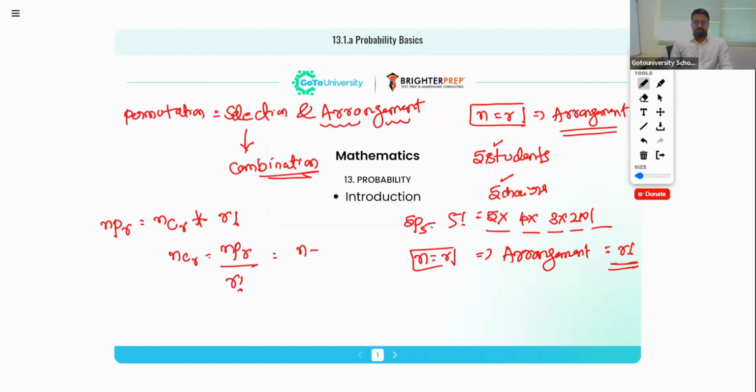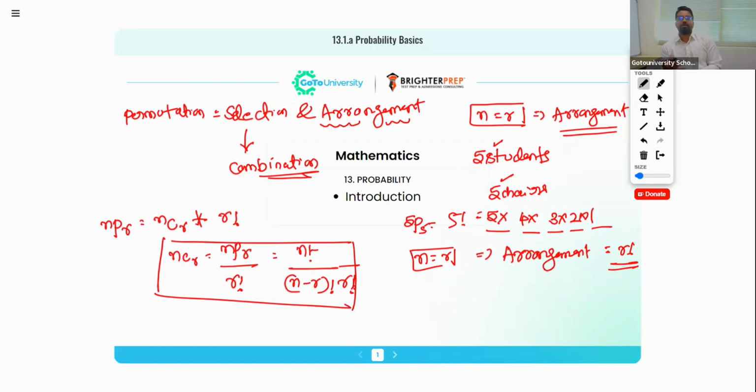Very easy to understand. If you want to write it in n factorial format, nPr is n factorial by (n minus r) factorial, again divided by r factorial. So now whichever way is convenient for you, you can use it. But this is how we can remember the formula for combination as well as permutation.